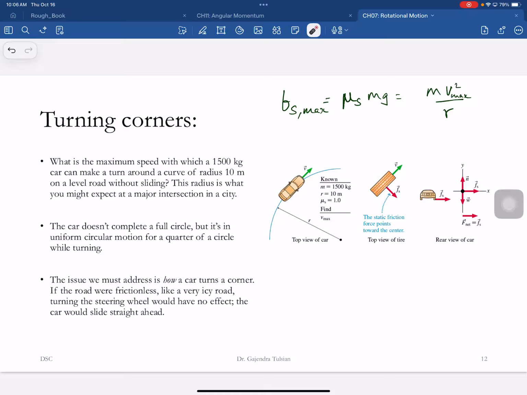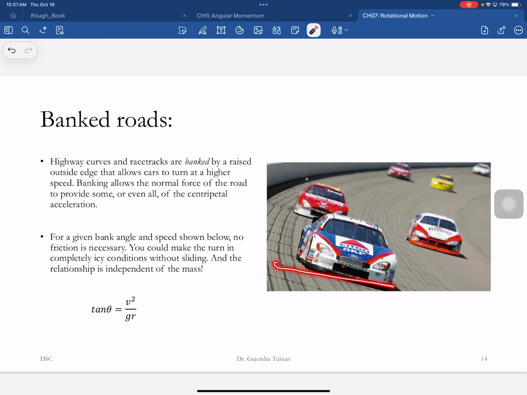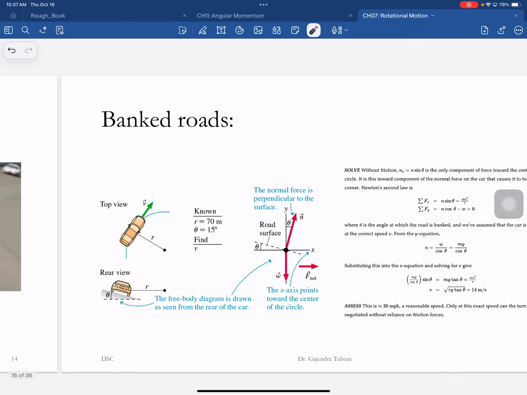what you want is to save the country money. So this is a real concern. How do you fix that? Make the turns not so tight. Here you can't do anything, but in places where you can, what you do is you bank the road. So let's look at this.